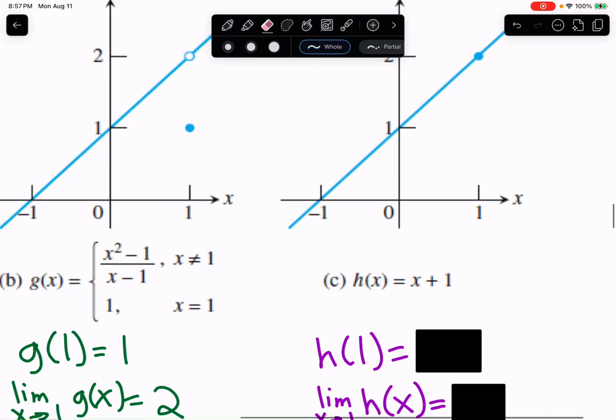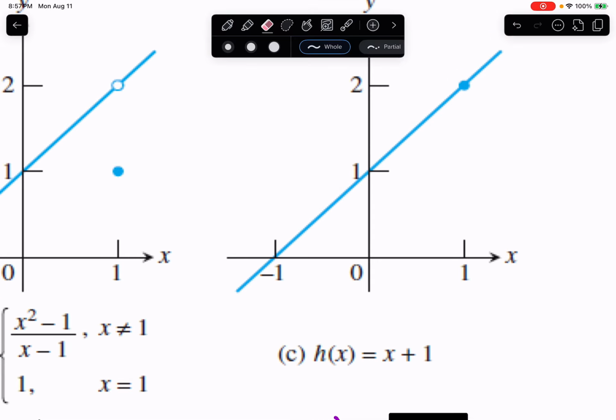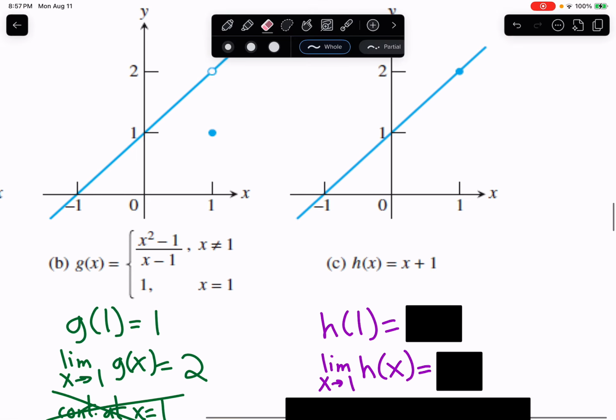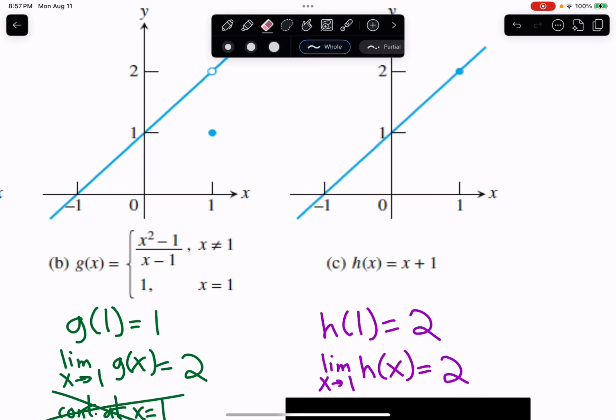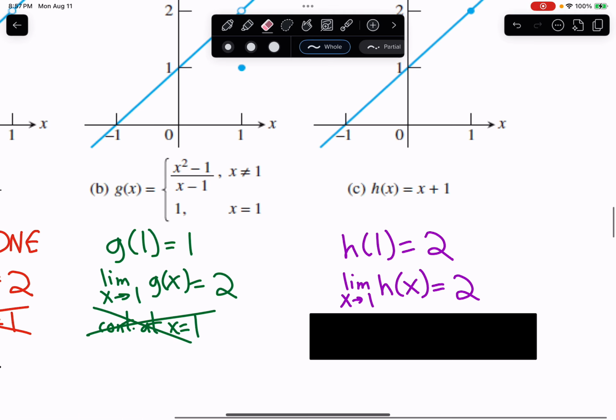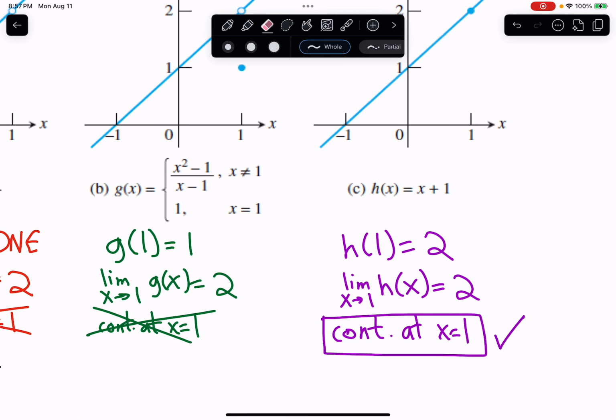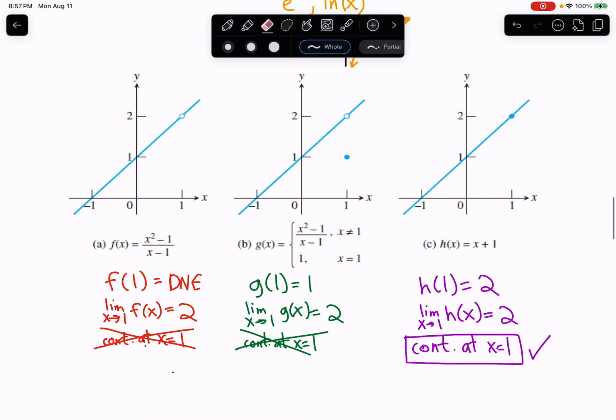And then our last example here, h of x. Looking at this one, this just looks like a line. h of 1 is 2. The limit as x approaches 1 of h of x is also 2. So this is our only function that is continuous at x equals 1.